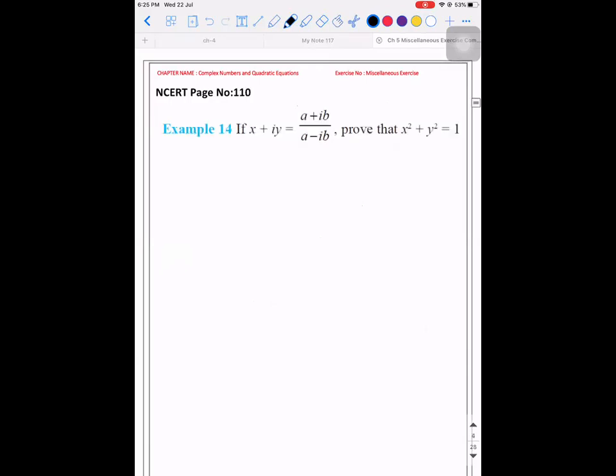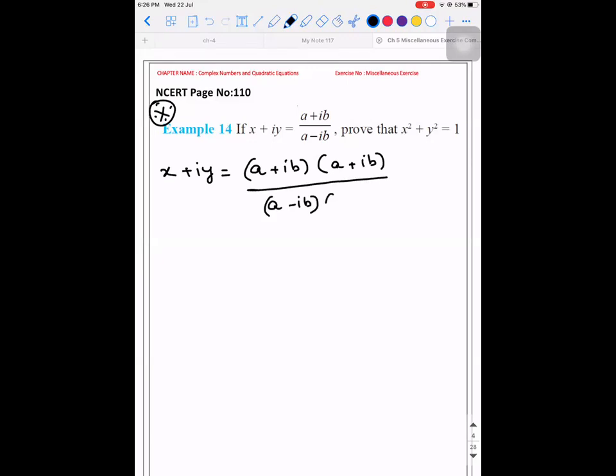If x plus iy is equal to a plus ib by a minus ib, prove that x square plus y square is equal to 1. I didn't miss any problem, no? No. So this is an important one. Mark it. So x plus iy is equal to a plus ib by a minus ib. Prove that x square plus y square is equal to 1. So what is the value of x plus iy equal to? a plus ib into a plus ib, the whole divided by a minus ib into a plus ib. I just rationalized.